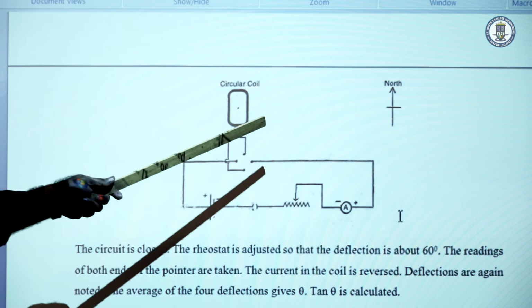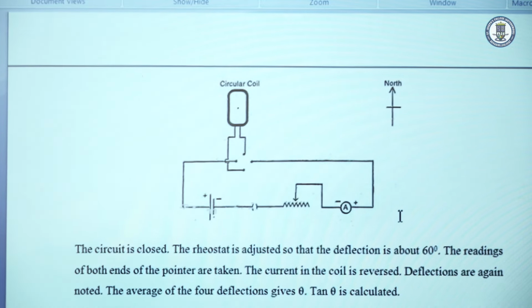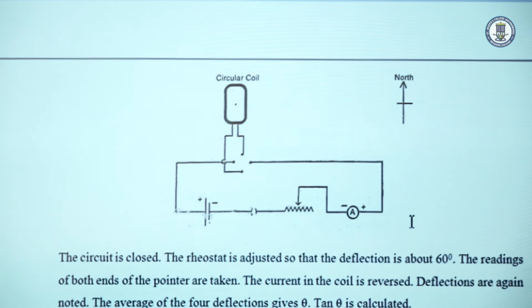The coil is now in the north-south direction. Now we place the compass box on the eastern side at a distance of 6 centimeter. For the same current, we determine the deflections. We obtain the deflections 1 and 2. The commutator is reversed, and we get the deflections 3 and 4.